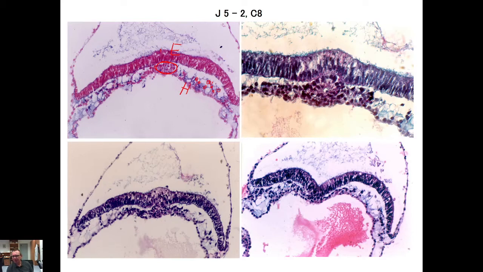Then we have got several a little bit older stages. Here is a developing notochord, for example. Okay.